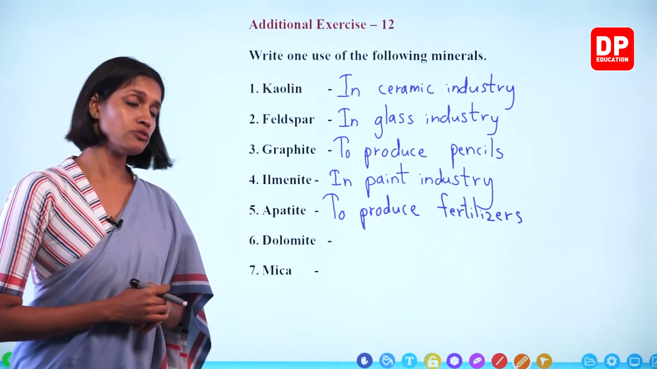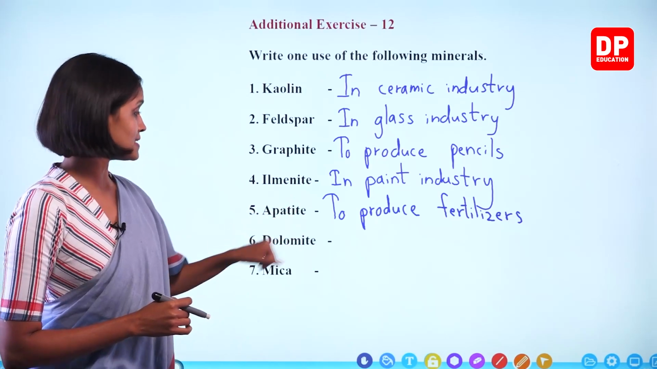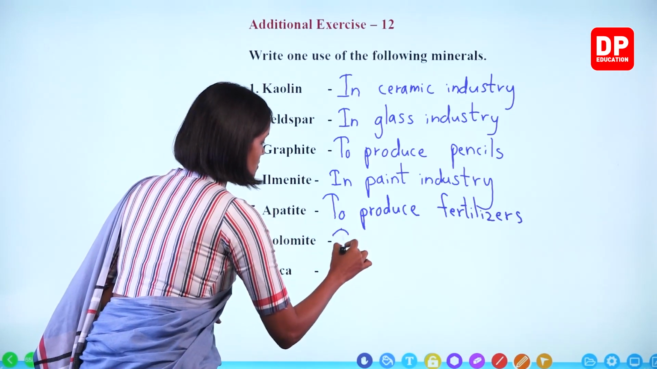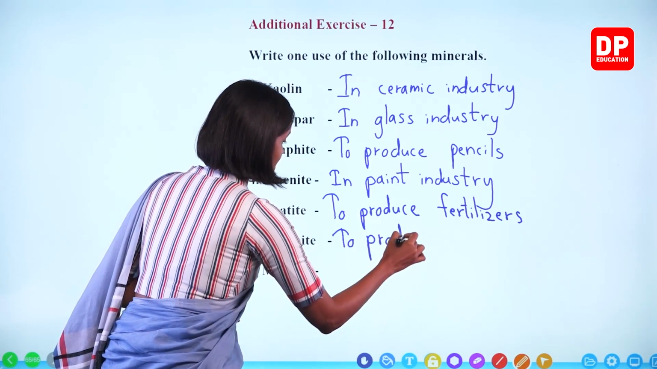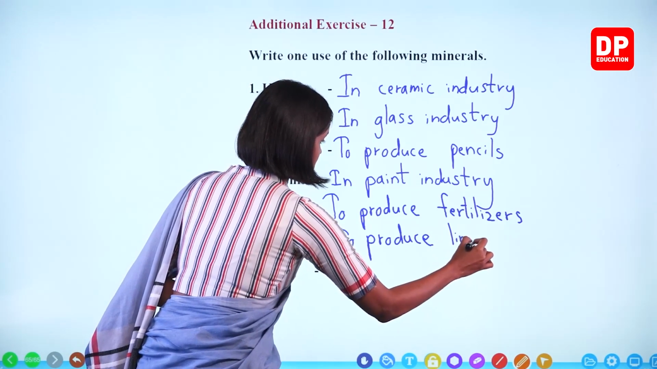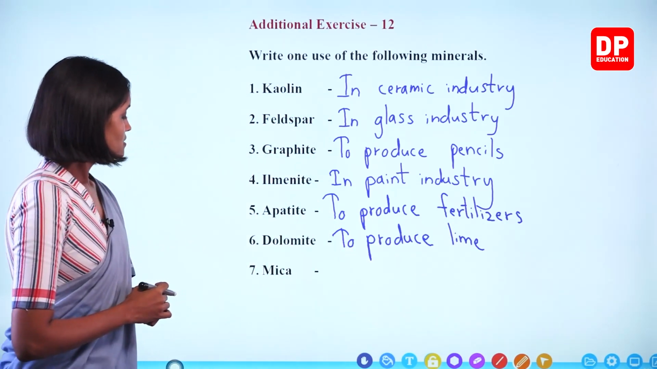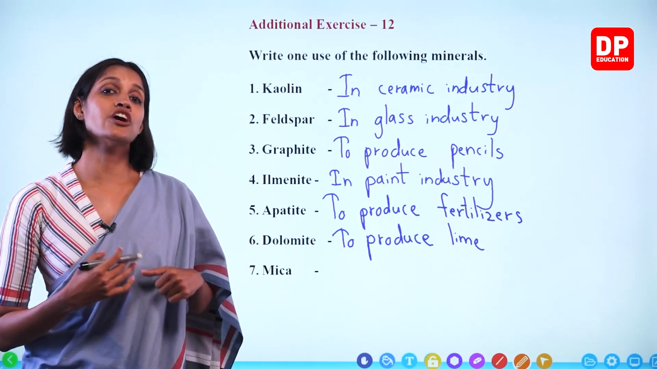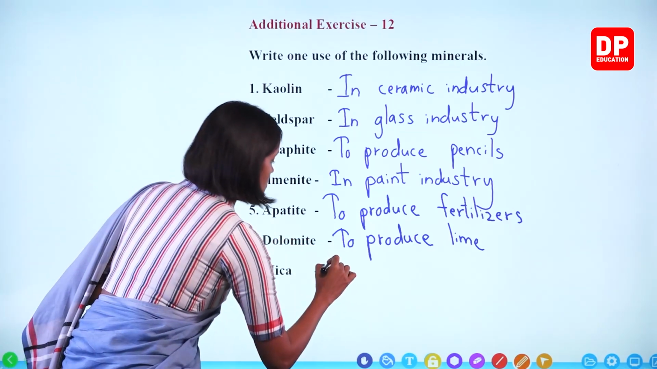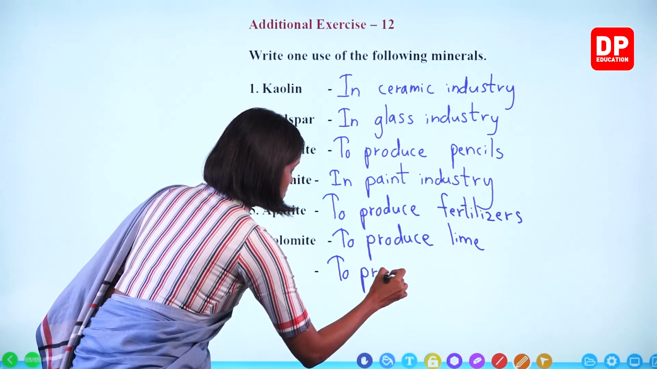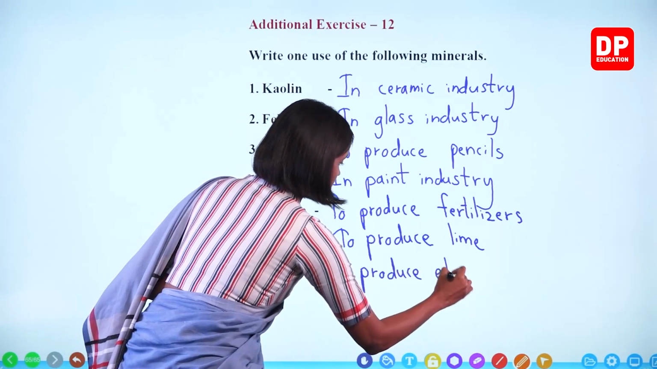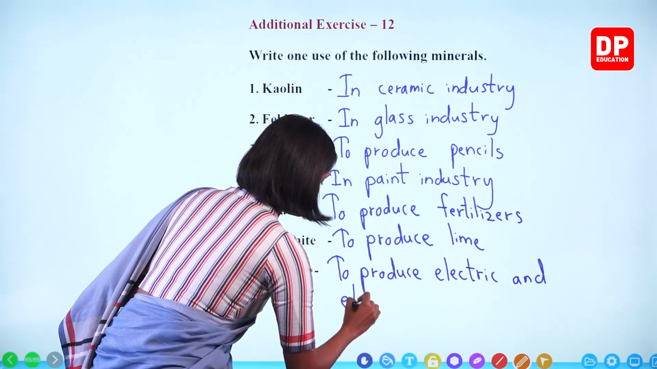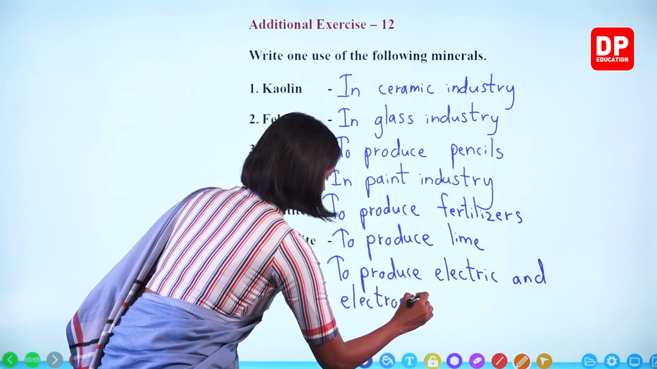Number 6, dolomite. Dolomite is also used to produce fertilizers and also to produce lime, okay? We will write the second one. To produce lime. Right, children? Mica. Mica is used to produce electric and electronic equipment, okay? To produce electric and electronic equipment.